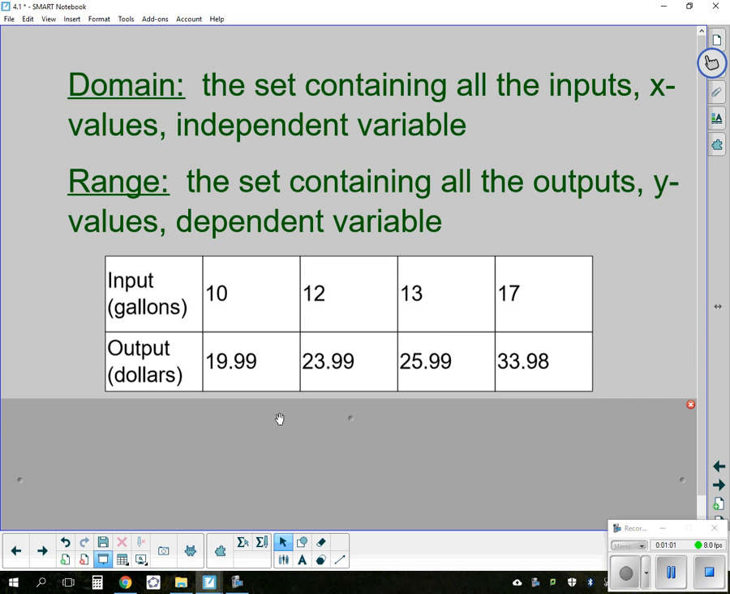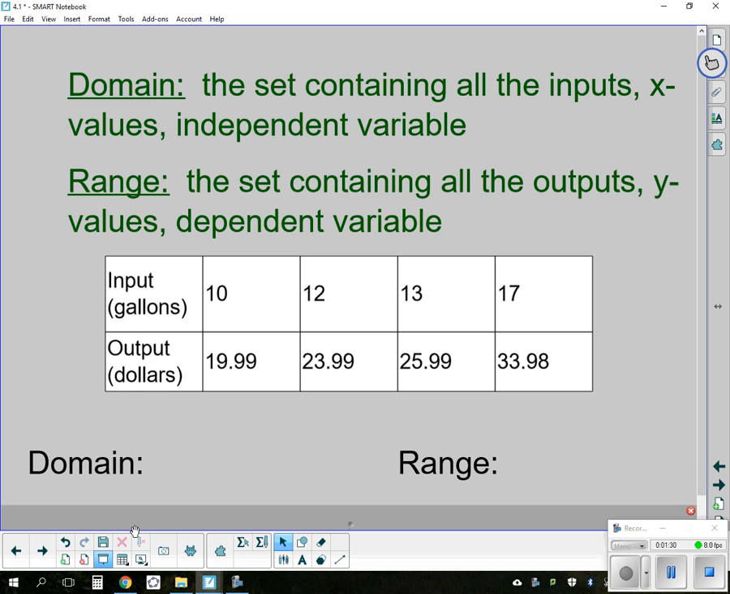Okay, so here's a little example. Our input is gallons. How many gallons we're talking about. So these are our x values. They are our independent variable. They're our domain. The output here is dollars. So we're talking about how many gallons cost how much money, or how much money for how many gallons. So these are your y values. They are the outputs, the dependent variable. They're the range.